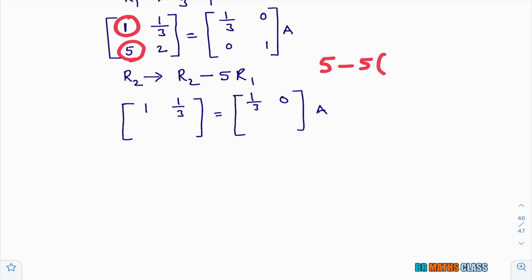In R1, what element is there? 1 is there. 5, you see this one. By seeing this, I am writing this operation. 5 minus 5 is what? 0. You will get 0 here. I hope you are understanding.